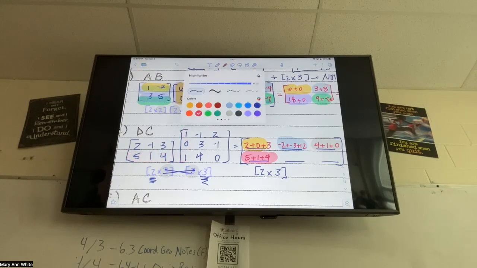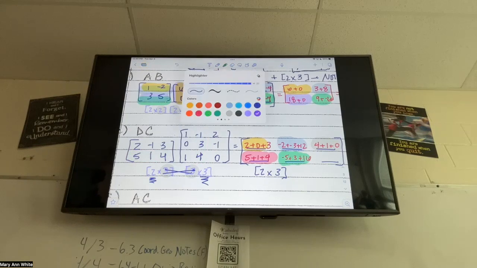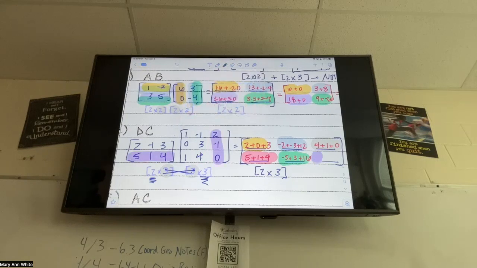Now we're gonna do second row, second column. Second row, second column goes here. 5 times -1 is -5. Plus 1 times 3 is 3. Plus 4 times 4 is 16. The last one we're going to do is second row, last column. Second row, last column is that last spot. 5 times 2 is 10, plus 1 times -1 is -1, plus 4 times 0 is 0.